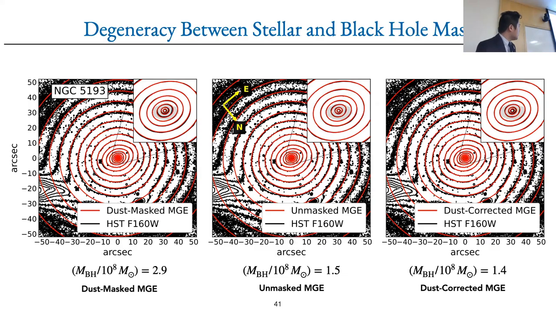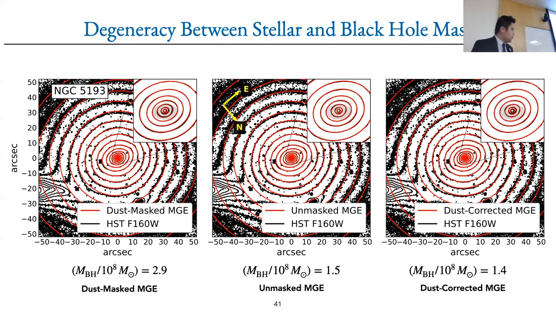Again, as before, we can look at multi-Gaussian expansion model fits to the Hubble Space Telescope data. And the thing I want to emphasize is that you can see here that the models in red are doing a pretty good job amongst all of them to fit even the innermost part of this galaxy, even within the dust disk itself.